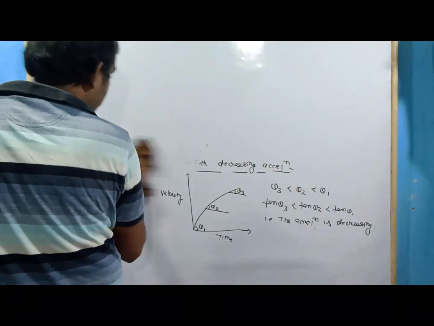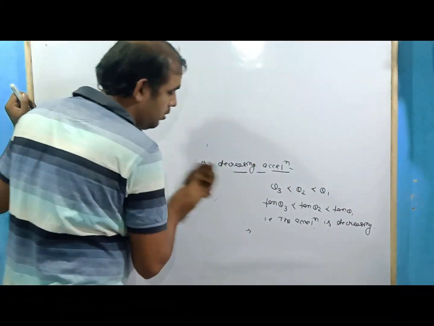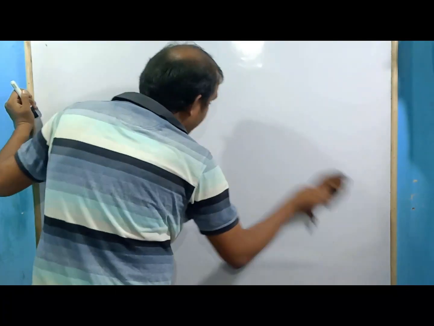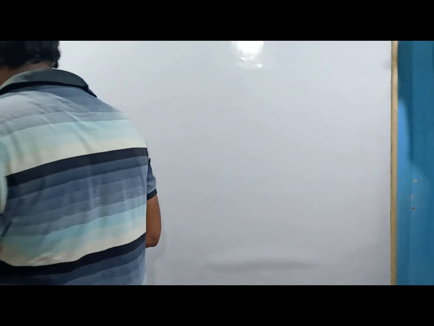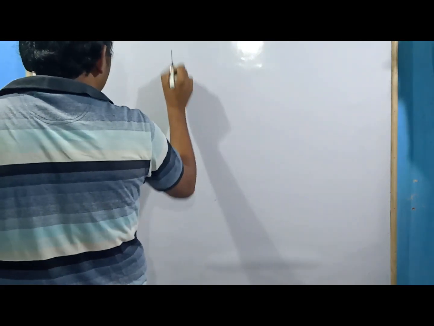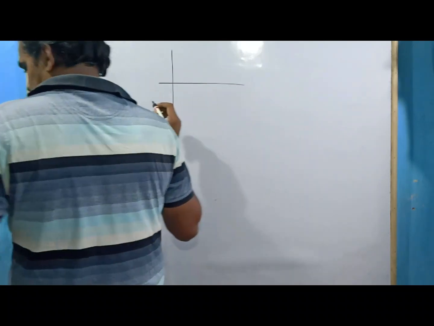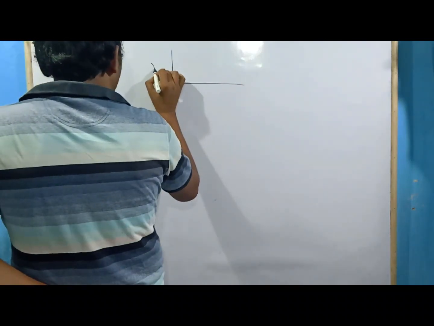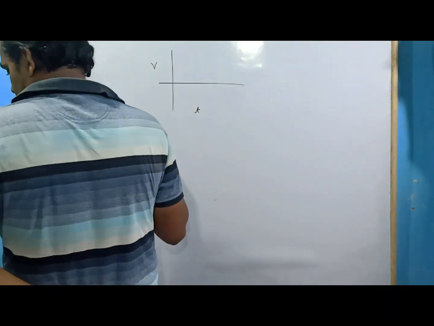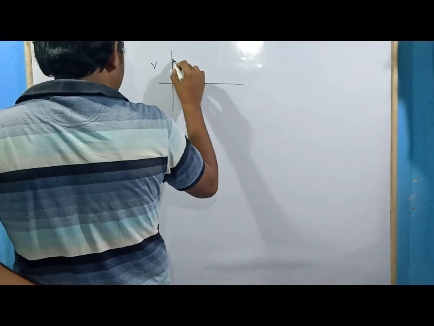Now let us solve a question based on the graph. मैं एक क्वेश्चन करने जा रहा हूँ जो ग्राफ पे बेस्ड है. ठीक है. So let's have a graph of Vt. So this is velocity, this is the time axis, and the graph is like this.